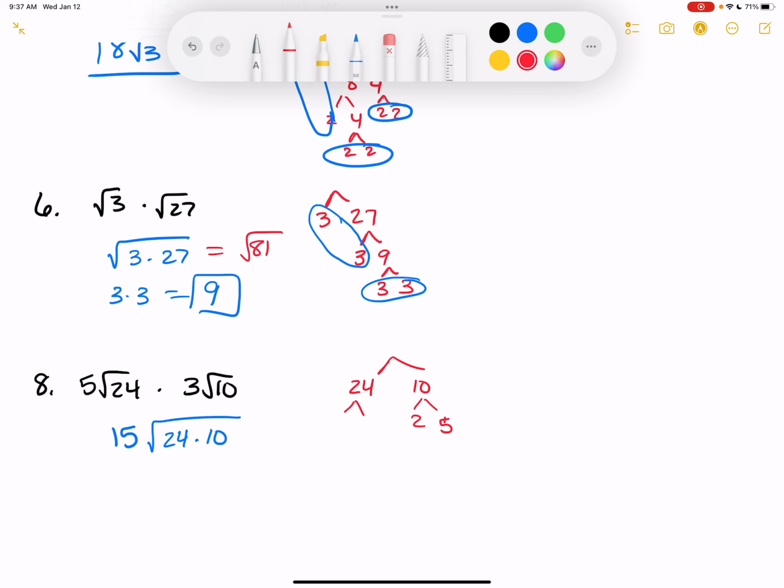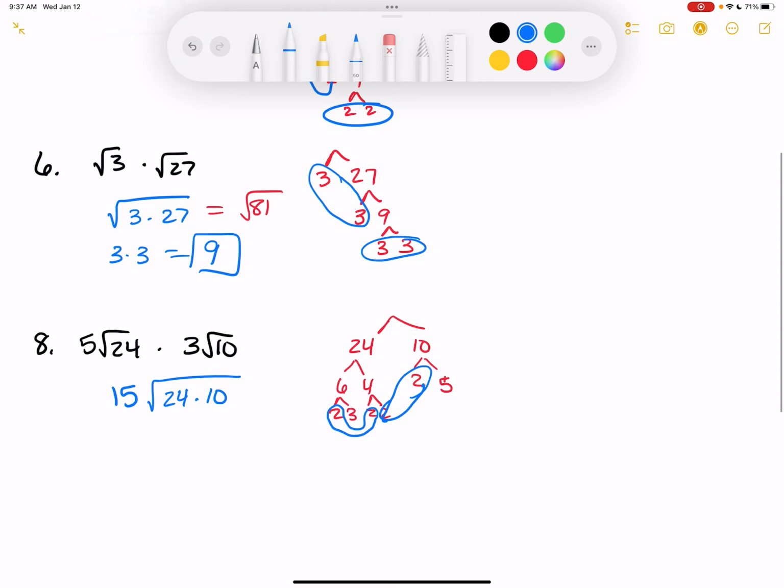6 and 4. 6 and 4, and 2 and 3 and 2 and 2. So I've got a set of 2's, another set of 2's, and then I have a 3 and a 5 left over, so I can pull out 2 2's, so 15 times 2 times 2, and then the square root of 3 times 5, so 15, so 60, square root of 15.